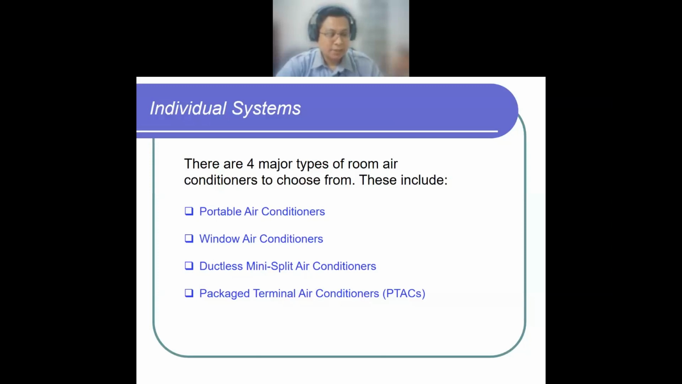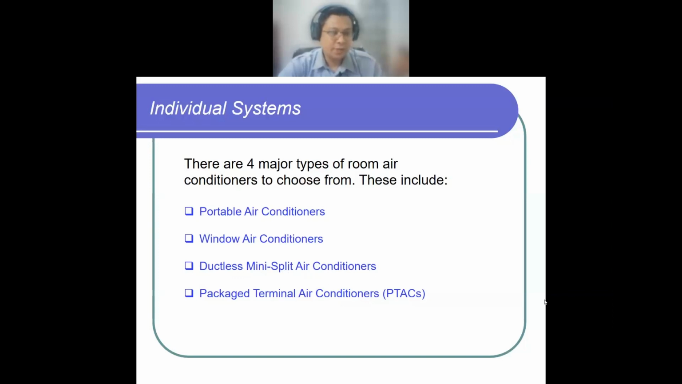If you want to attach permanently an individual system, you can choose the portable air conditioner. Maybe you can serve another room if we concentrate on utilizing only one part or one room, so we can consider a portable air conditioner. If we do not use many rooms at one time, we can select the portable air conditioner.